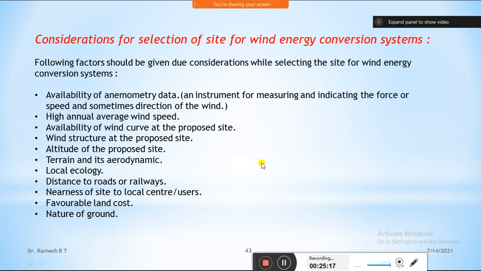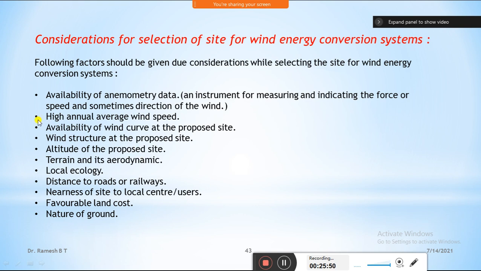Second is a high annual average wind speed. We need more wind speed. If the wind speed is more, more will be the power generation. If the wind speed is less, less power generation. So we have to consider the annual wind speed. If the annual wind speed per year is very high, then we can go with that site. You cannot install the windmills near Davangere or near Haryana because the annual wind speed is less. But you can install near Chitradurga because the wind speed is high.